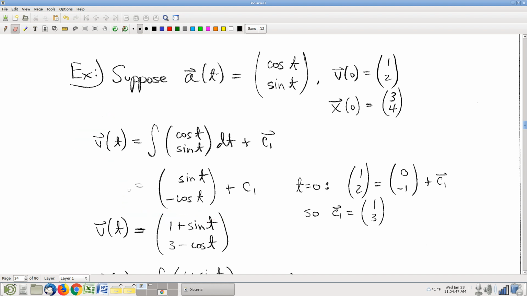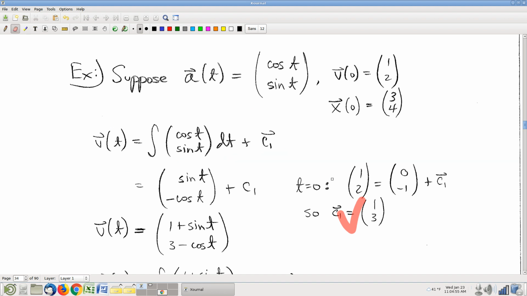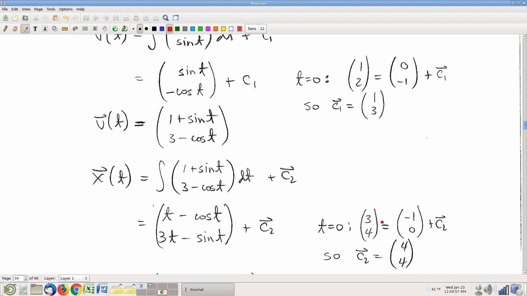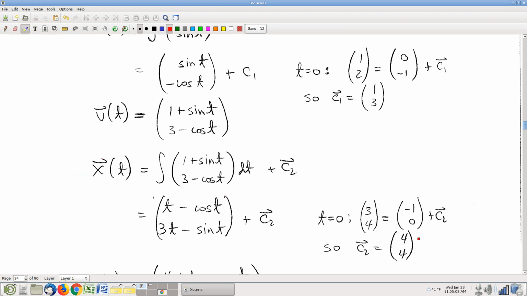Velocity is an antiderivative of acceleration. Evaluate your constant of integration. And then position is an antiderivative of velocity. Compute your constant of integration, and then you're done.